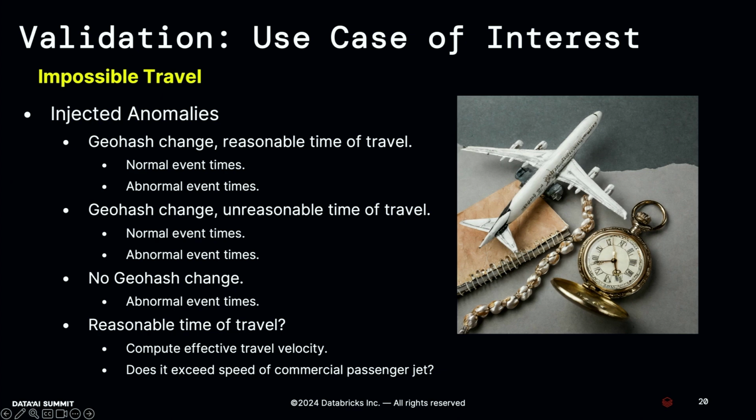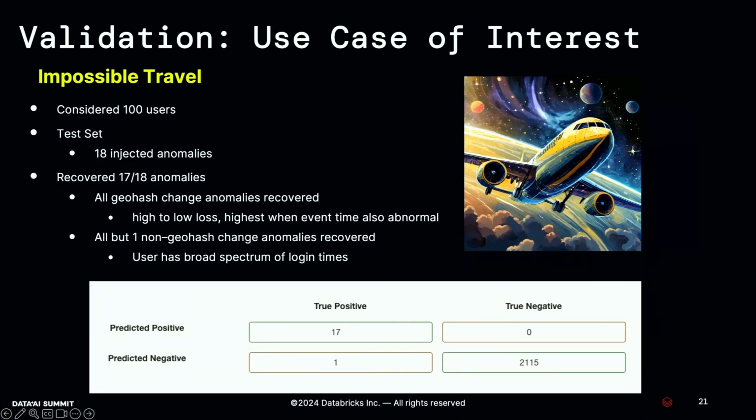We create a hierarchy of injections, everything from geohash changes with reasonable times of travel, unreasonable times of travel, no geohash change, and abnormal login times, like maybe somebody logs in at 3 a.m. and they normally don't. We started with just a small set, 100 users, and we sprinkled 18 of these injected anomalies throughout those 100 users. So some users had them, some users didn't. We just wanted to see, could we recover them? We were able to recover 17 of the 18, but the one we missed ended up being a service user, which is actually software tied to a user account. So it behaves strangely anyway, not like a human. It has a really broad spectrum of login times.